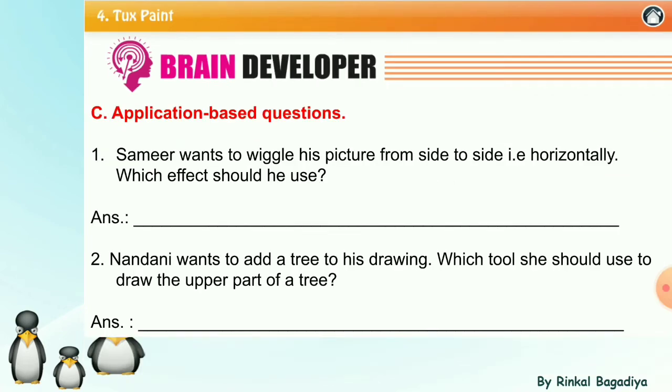Next is question C, application based questions. Let's read the first question. Samir wants to wiggle his picture from side to side. Side to side means left to right side, for example, horizontally. Which effect should he use? Samir wants to wiggle the picture. For wiggling, which effects do we have in Tux Paint?